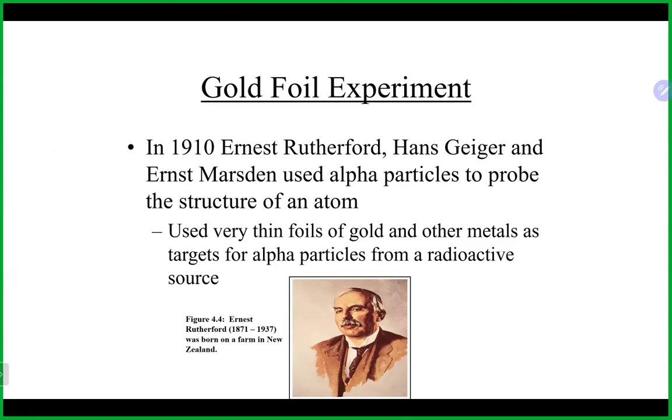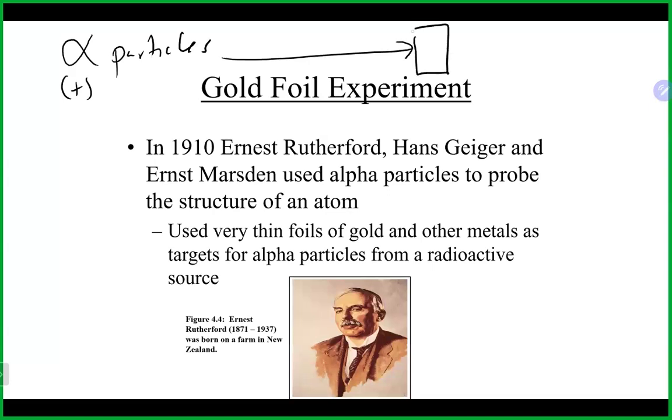So the idea of what happened with Rutherford in his experiment is he took these alpha particles, again, those are our positively charged particles, and what he essentially did was shoot them at pieces of metal like gold foil and some other metals as well. And they observed basically what happened. And what they observed happen was really quite different than what they thought was going to happen.